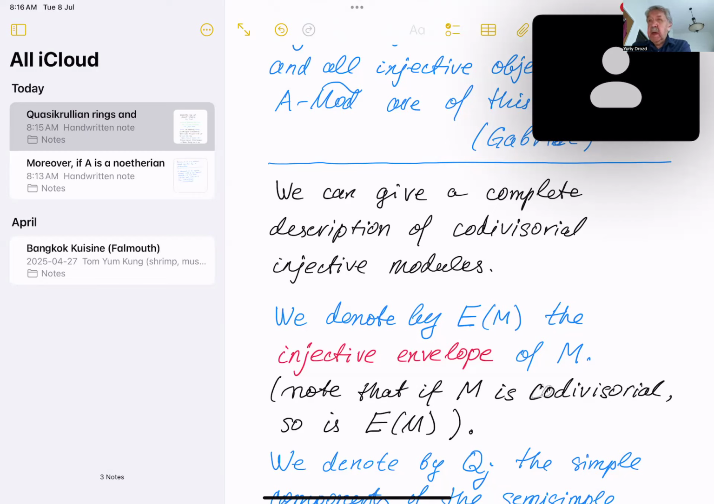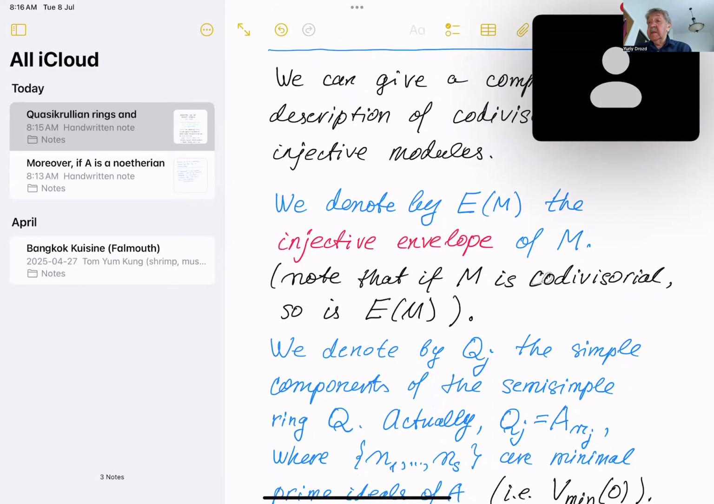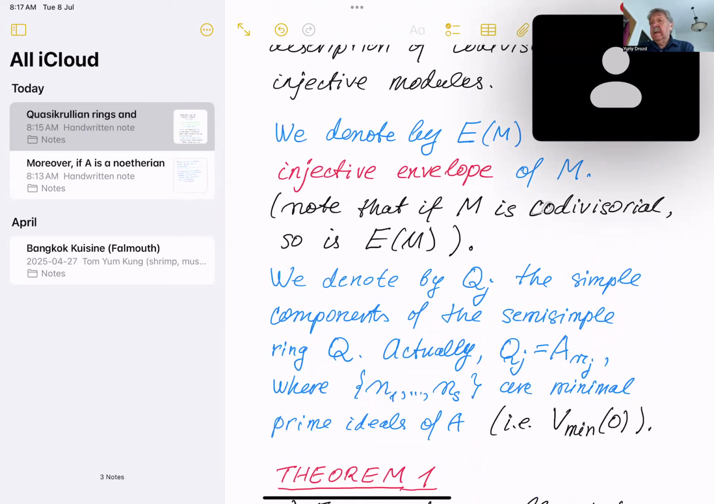Namely, I denote by E(M) the injective envelope of M. If M is divisorial, so is E(M). And I denote by Q_j the simple components of the semisimple ring Q. Q is semisimple as A has no nilpotent elements. Namely, Q_j is the localization of A at a minimal prime ideal. And I recall that there are only finitely many minimal prime ideals because this is just the minimal of 0.